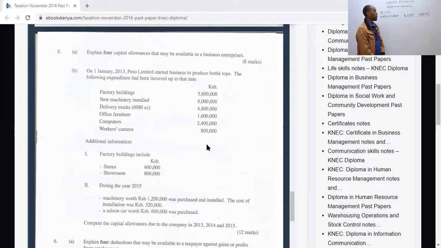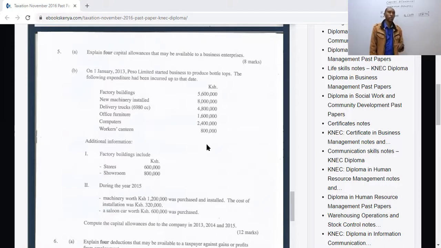Okay, so I understand you have read the question and understood. So let's start doing the question. This is the format which we talked about. Remember the question says compute the capital allowances which are due to the company in the years 2013, 2014, and 2015. So compute the capital allowances.